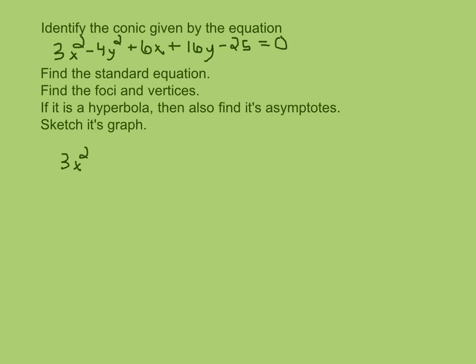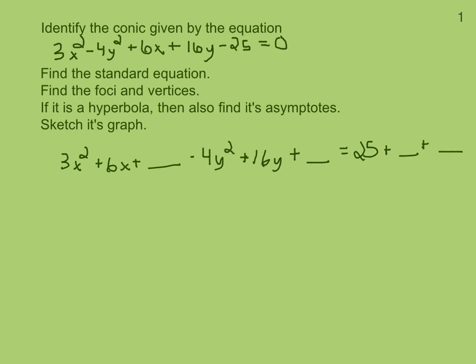We have 3x squared plus 6x plus something that we're going to add to make it a perfect square. And we have minus 4y squared plus 16y plus something that we're going to add to make it a perfect square. And we're going to move the 25 over to the other side, and whatever we add to the left we'll also add to the right.